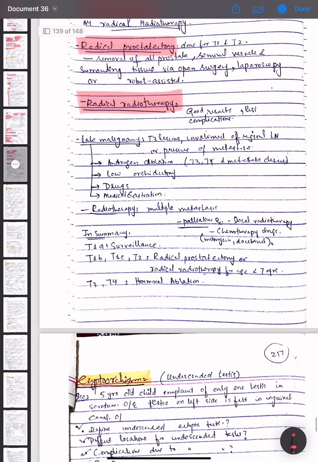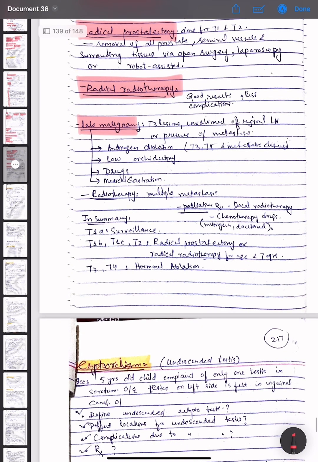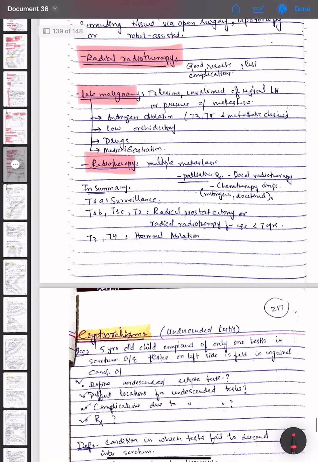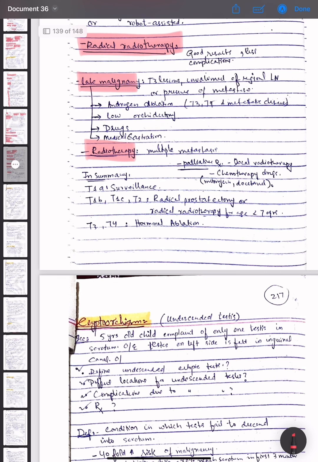For late malignancy, T3 lesions, involvement of regional lymph nodes or presence of metastasis, androgen ablation is done. For T3, T4, or metastatic disease: bilateral orchidectomy, drugs, and medical castration. Then radiotherapy is done for multiple metastases. Palliative treatment is done with local radiotherapy, chemotherapy, and drugs such as mitomycin and doxorubicin.